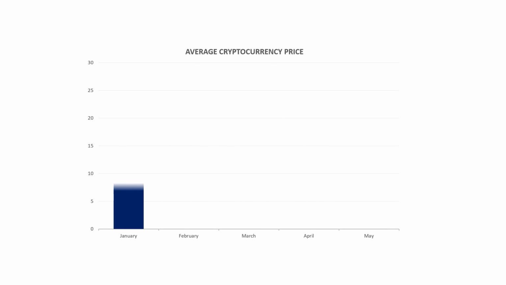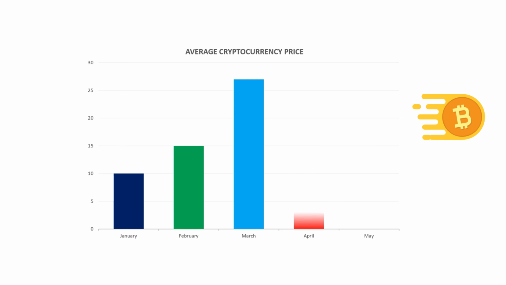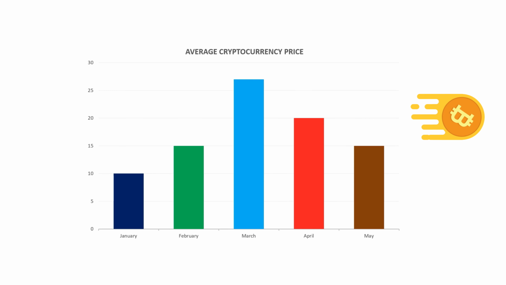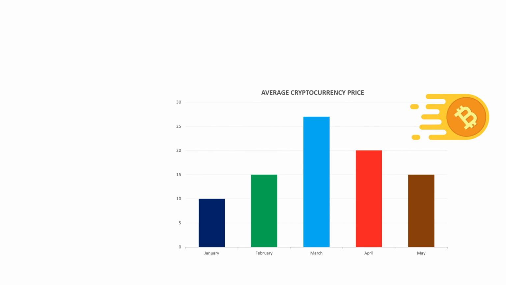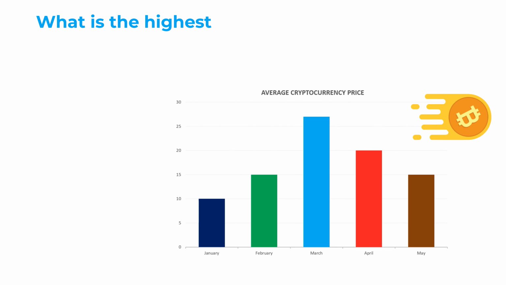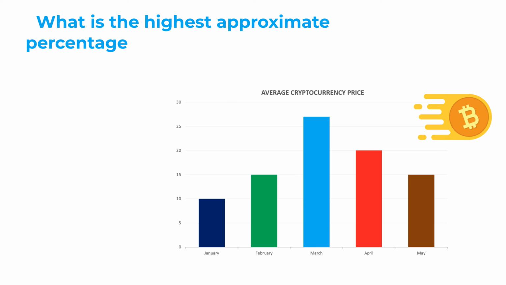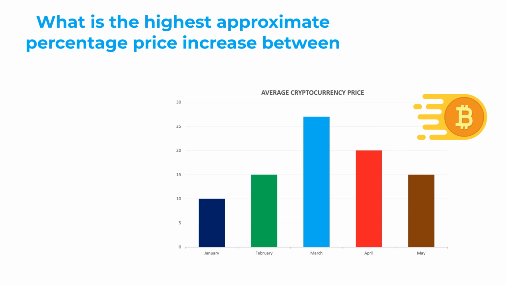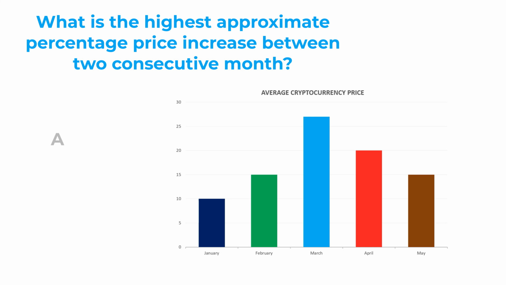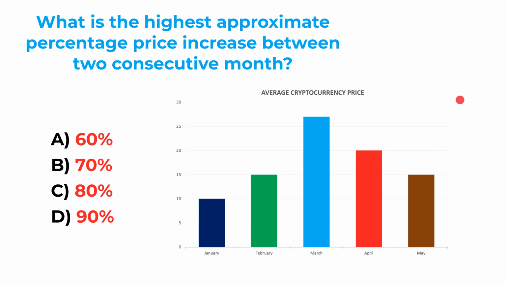You're presented with the chart that shows average price of cryptocurrency. And this chart shows the average price for each month from January to May. You need to calculate what is the highest approximate percentage price increase between two consecutive months. And you're presented with 4 different choices. Choice A, 60%, choice B, 70%, choice C, 80%, and choice D, 90%.